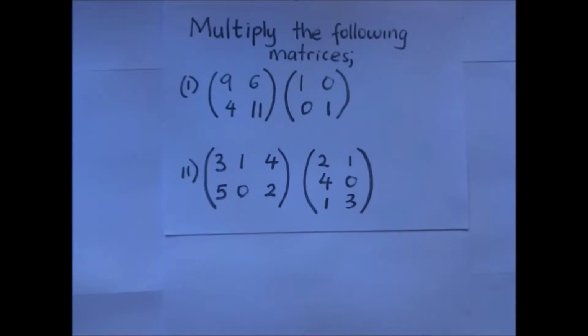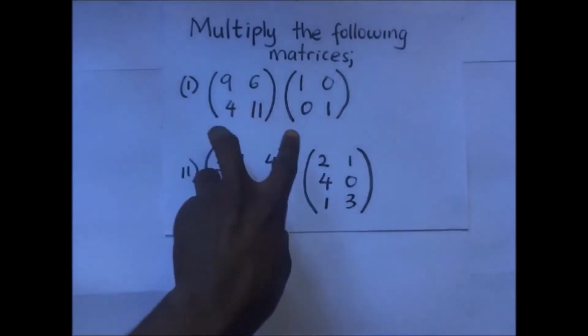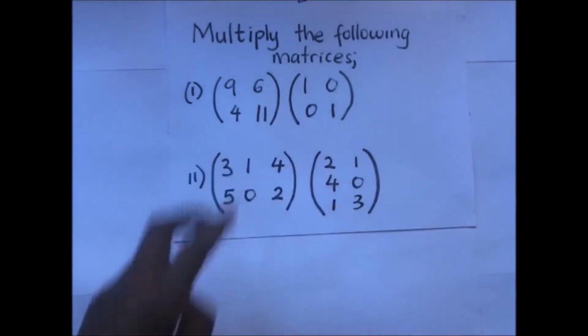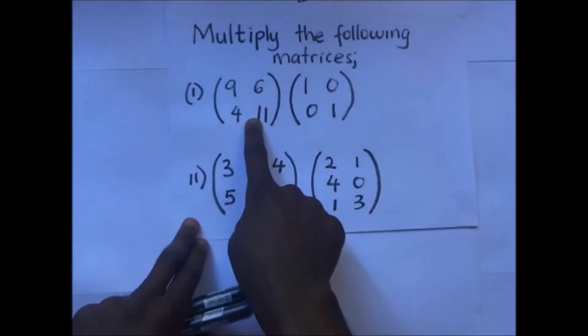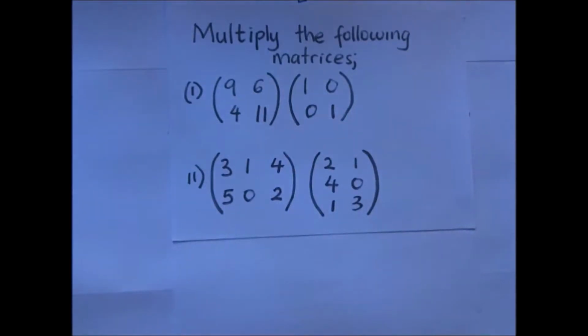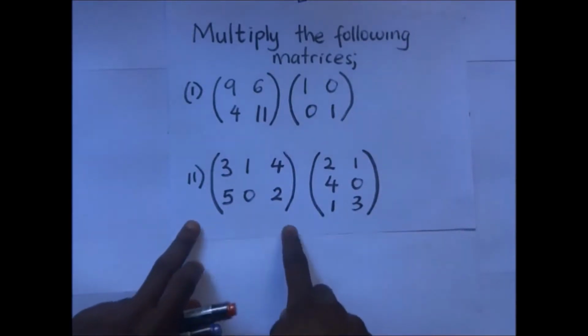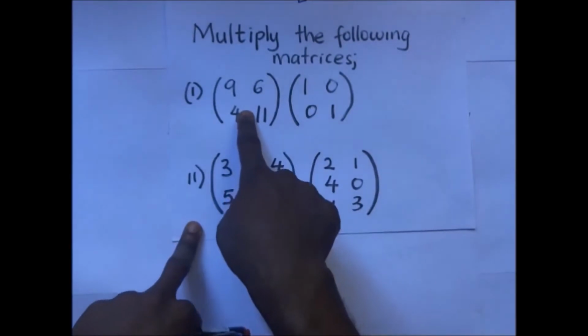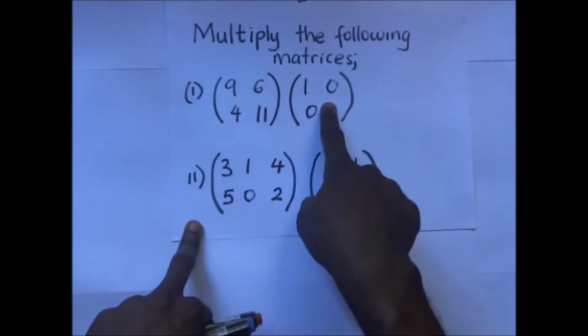Let's make an illustration. When we look at these two matrices here, this is a 2 by 2 matrix. This is also a 2 by 2 matrix. But if we are to multiply these matrices, the number of rows in this matrix must be equal to the number of columns in the next matrix.